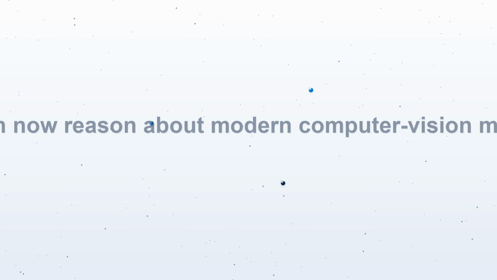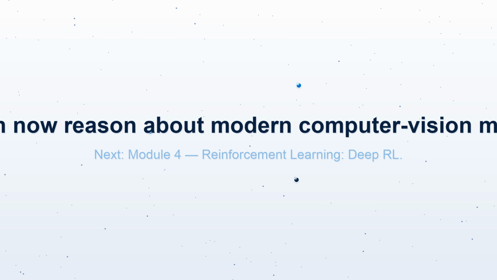Excellent work. You now understand the progression from classification to detection, segmentation, and generation. You can weigh YOLO against faster RCNN, explain augmentation, and measure a detector with intersection over union and mean average precision, and you know how to shrink a model to run at the edge. In the next module, we turn to agents that learn by doing with deep reinforcement learning. I'll see you there.